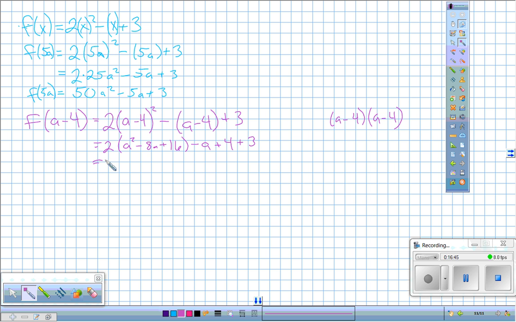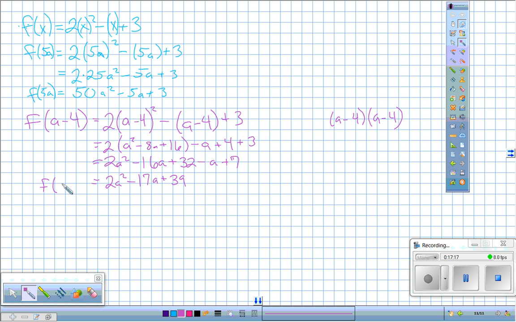So I will have 2a squared minus 16a plus 32 minus a plus, I'm going to go ahead and add those in, plus 7. Then I don't have any other a squared, so I have 2a squared. 16, I have negative 16 and negative a. That will give me negative 17a. Then I have 32 and 7. That will give me 39. Since that is as simple as it gets, I can't add these guys together.